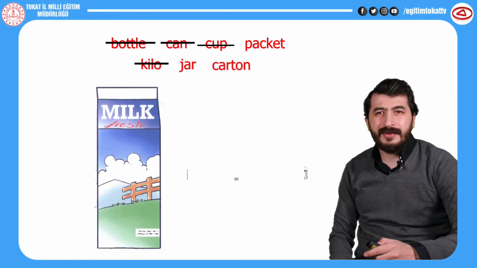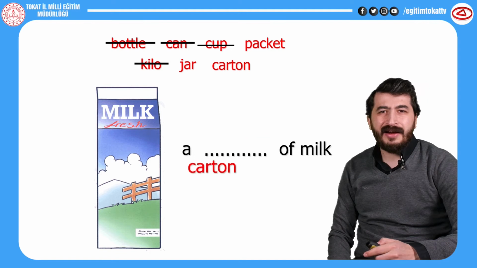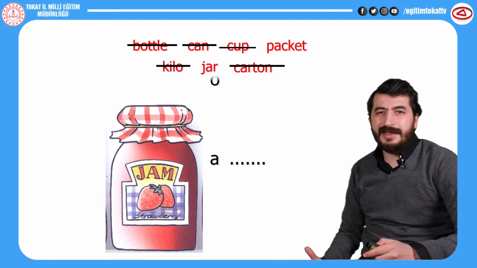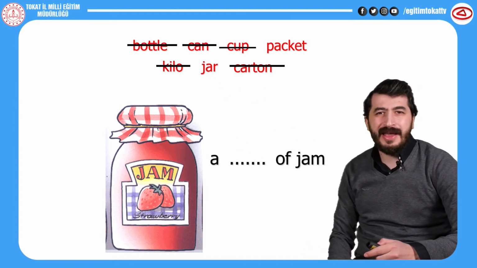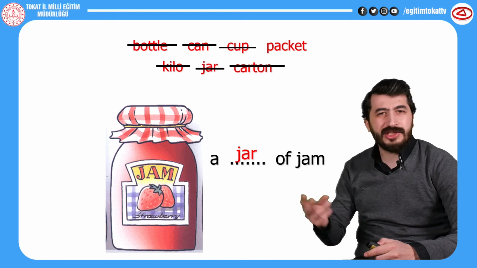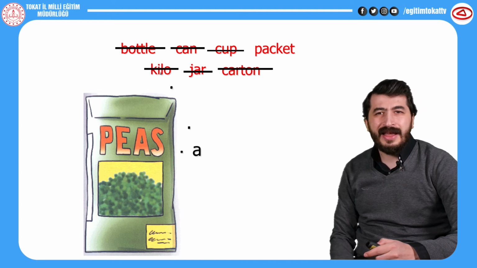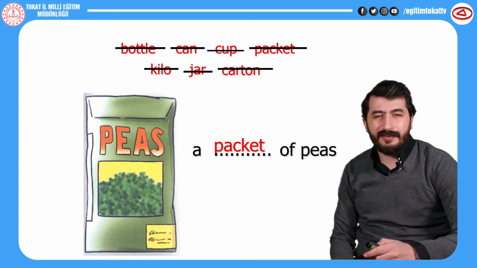And here we have milk, a carton of milk, we can say, a carton of milk. And here, jam, we eat jam mostly in the breakfast time. So a jar of jam, 2 jars of jam or 2 jars of honey you can use. And also peas, here a blah blah of peas. So what can we use? A packet of peas, 2 packets of peas you can use.